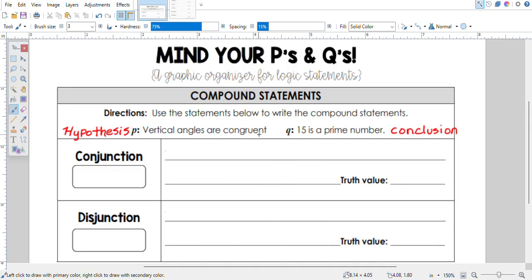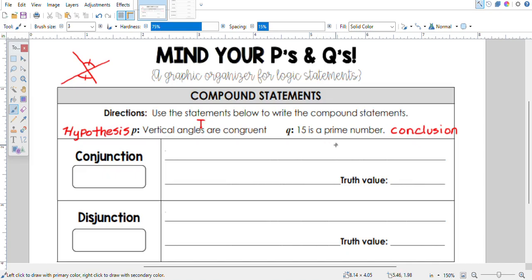Vertical angles are congruent. If you haven't discussed this yet, or you haven't seen the angles yet, vertical angles typically happen when we have two lines intersecting, and the angles that are across from each other, these are vertical angles, and they are in fact congruent. This is a true statement. I'm just going to put a little T up here to tell me this is true.